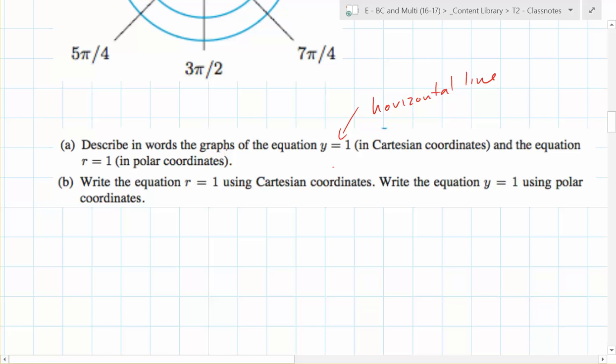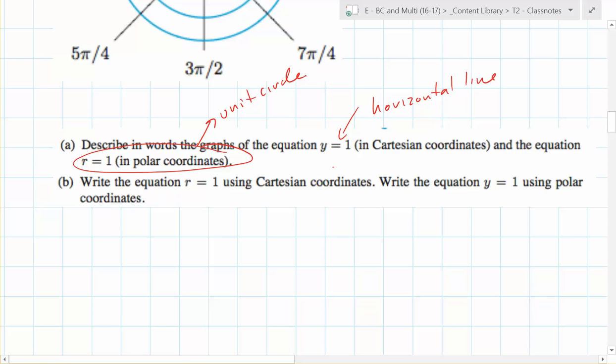But what does r equal 1 mean in polar coordinates? If r is the same, is theta in there? So that's for all theta values. What circle is that? It's the unit circle, right? It is the unit circle.